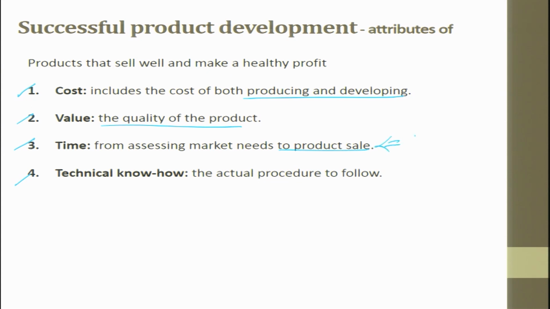This is where rapid manufacturing is talked about today, wherein we would like to reduce the time to a large extent. Technical know-how, the actual procedure to follow, should also be one of the attributes for producing a successful product. The products that sell well and make a healthy profit, if they give proper attention to these 4 attributes, can succeed.